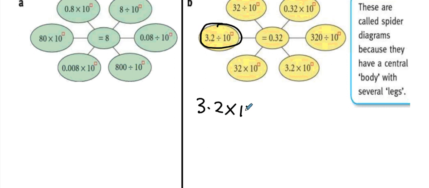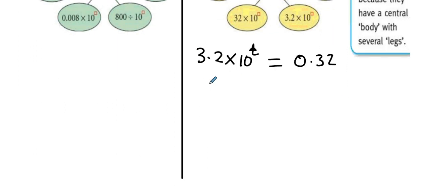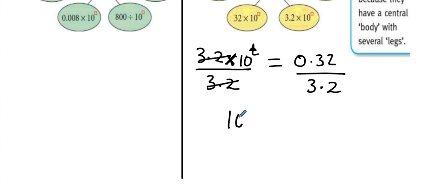We have 3.2 times 10 to the power of unknown, say t, equals 0.32. Good. So to find the value of t, you need to do the reverse of multiplication. That is divide by 3.2. Divide by 3.2. So this will cancel. So 10 to the power of t equals 0.32 over 3.2.